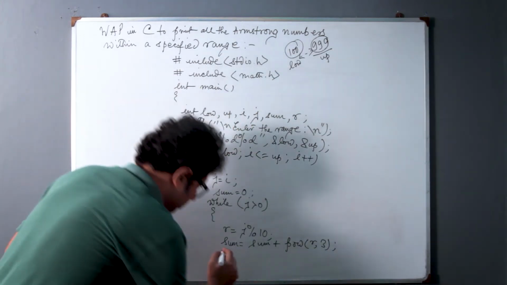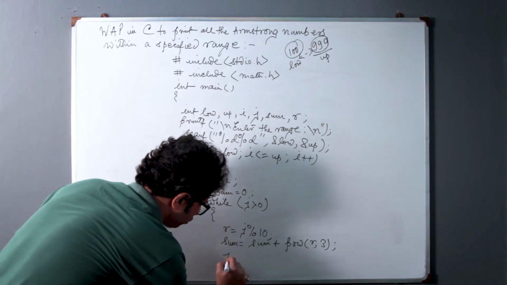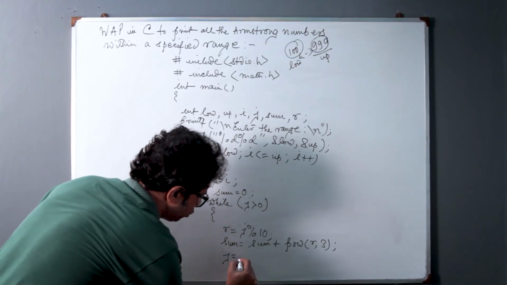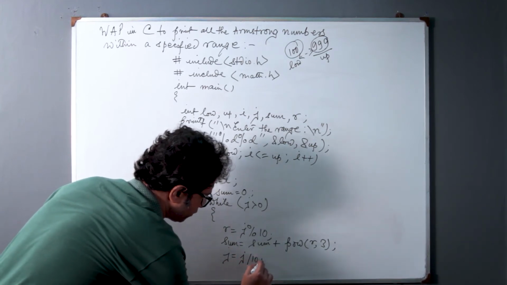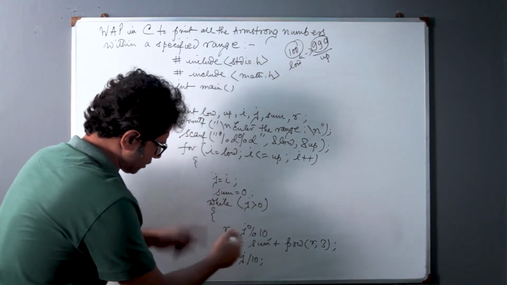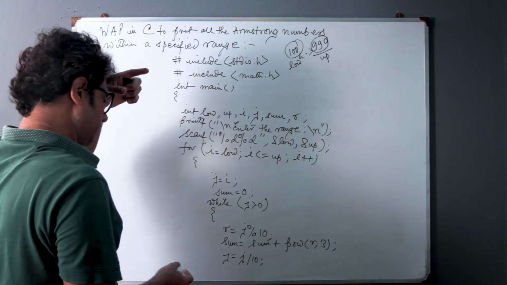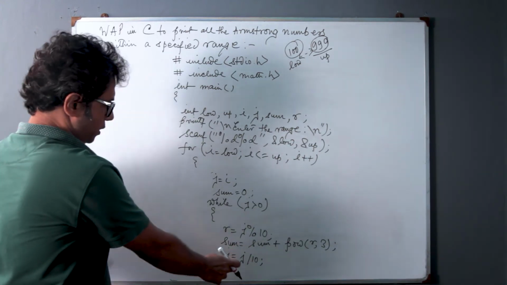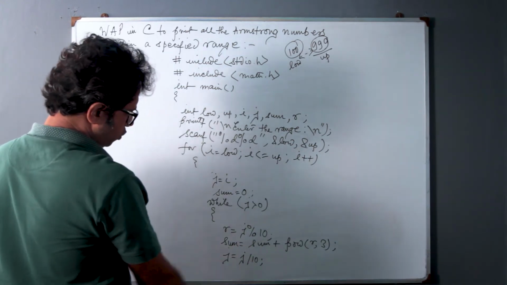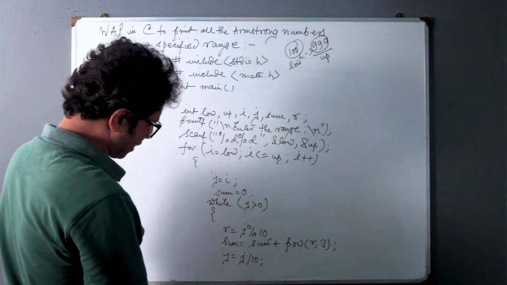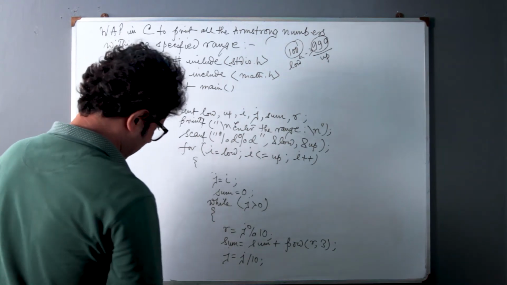So now comes the updation of the j value, that is j is equal to j slash 10. So the number will be divided by 10, and whatever will be the quotient will be put in the j value, and in this way we will update the value of j.